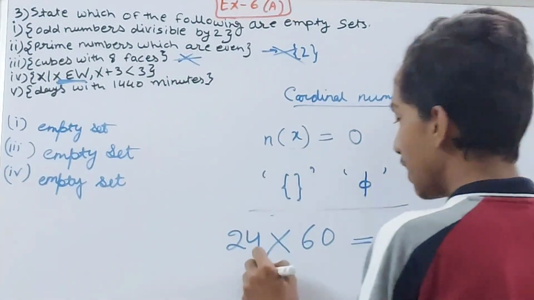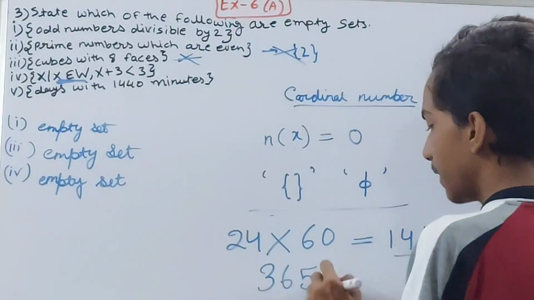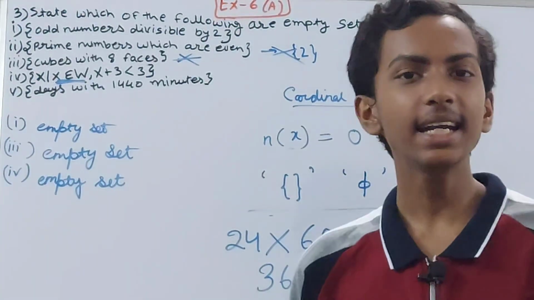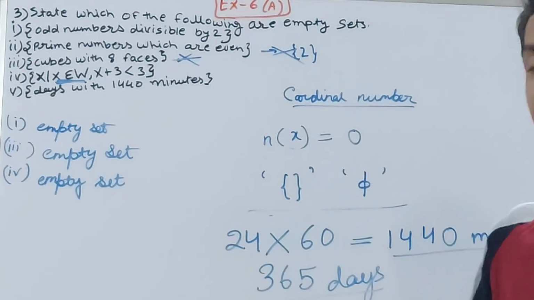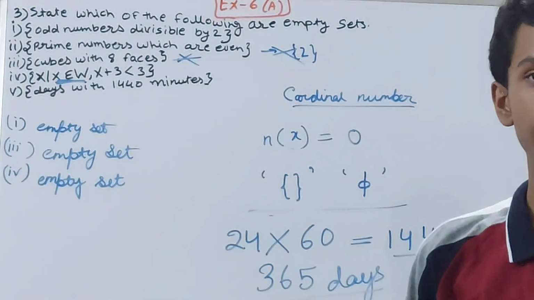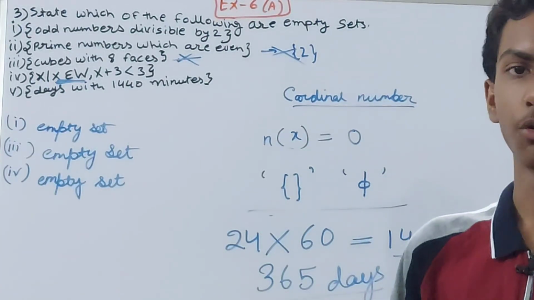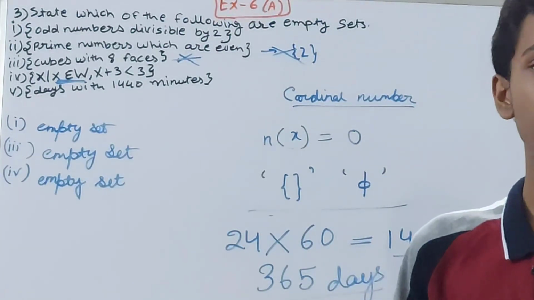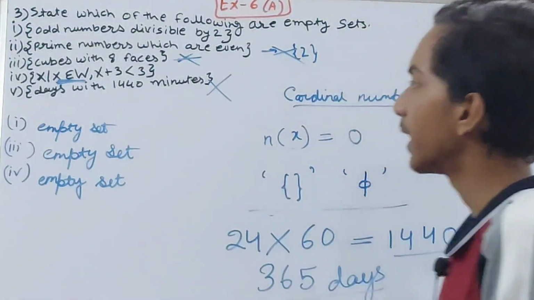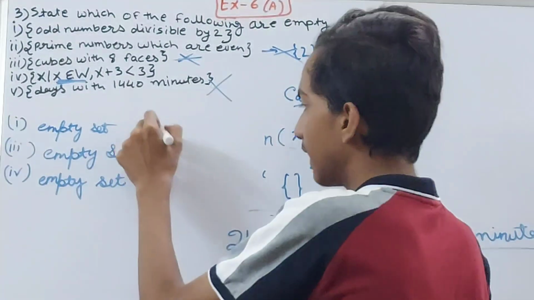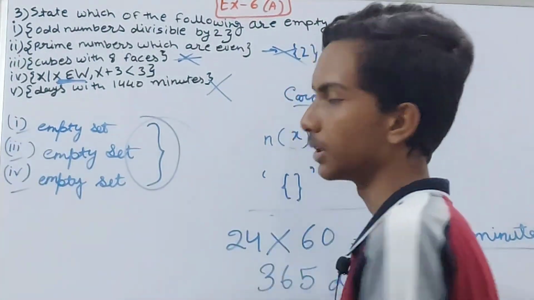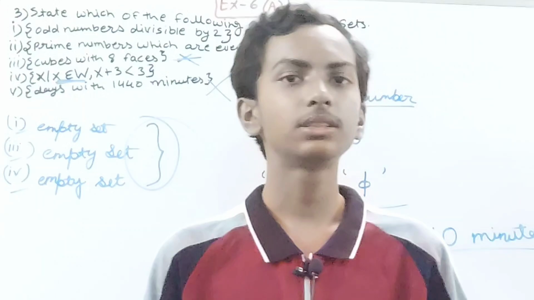How many days are there in a year? Generally we say 365 days. So do you see that this is not an empty set? We are getting 365 days in a year that have 1440 minutes. If you take a longer period, it will be more. So definitely this is not an empty set. We have values for this. That's why we are not taking the fifth part. So the only 3 sets that are empty sets are the first, third and the fourth, and that is your final answer.